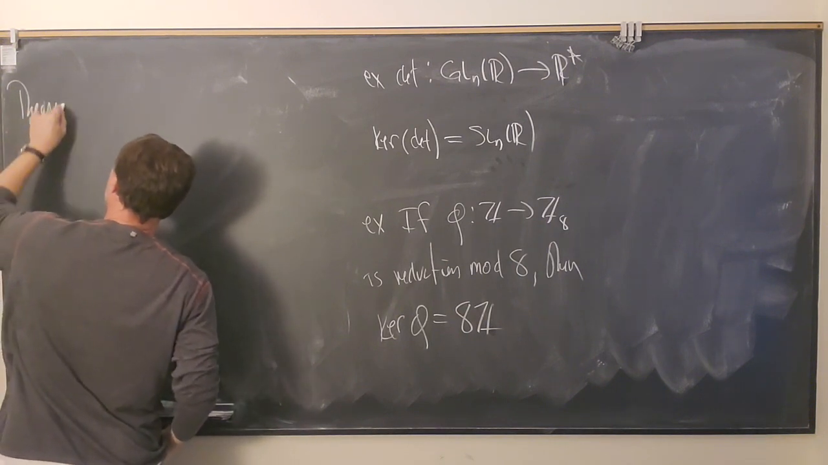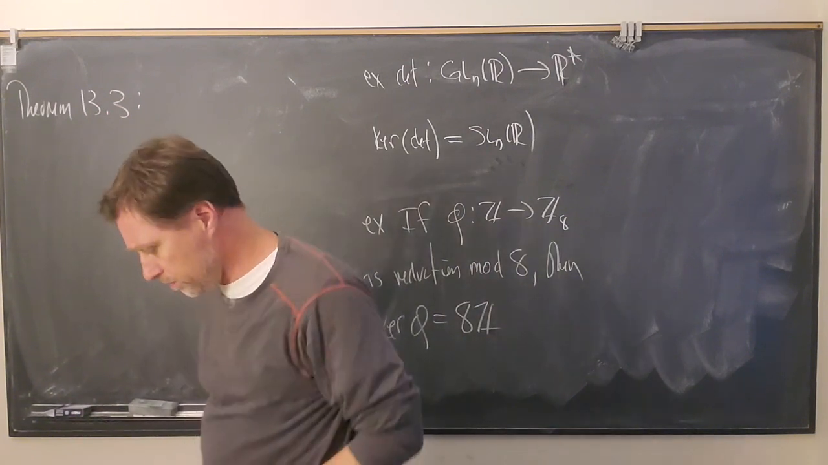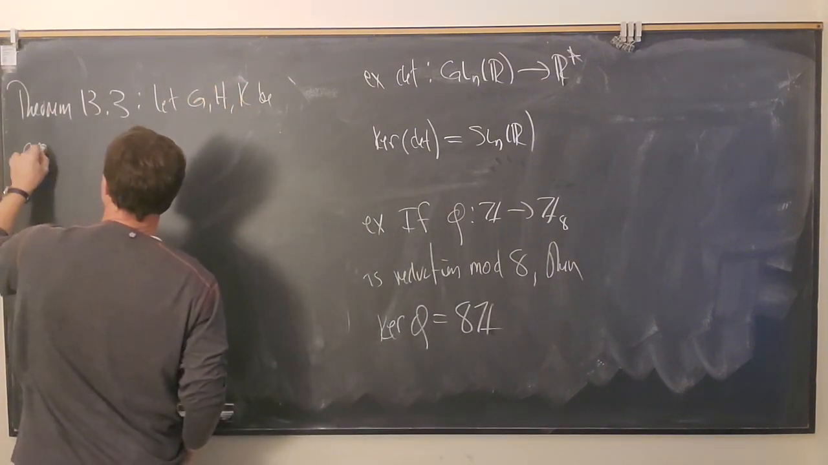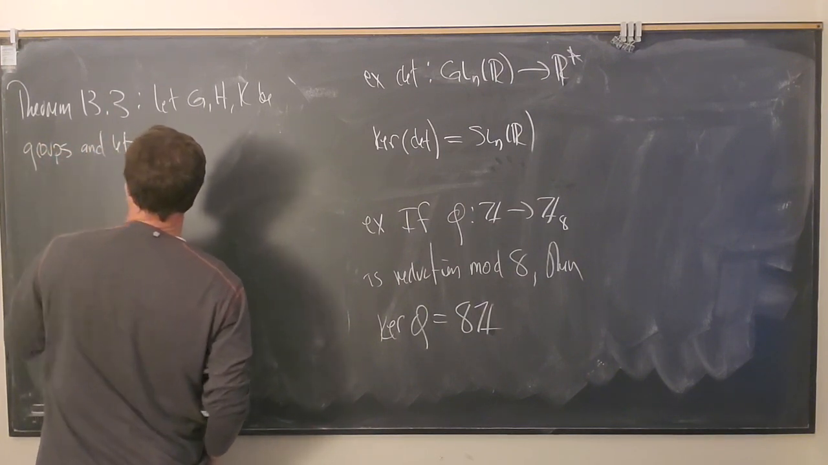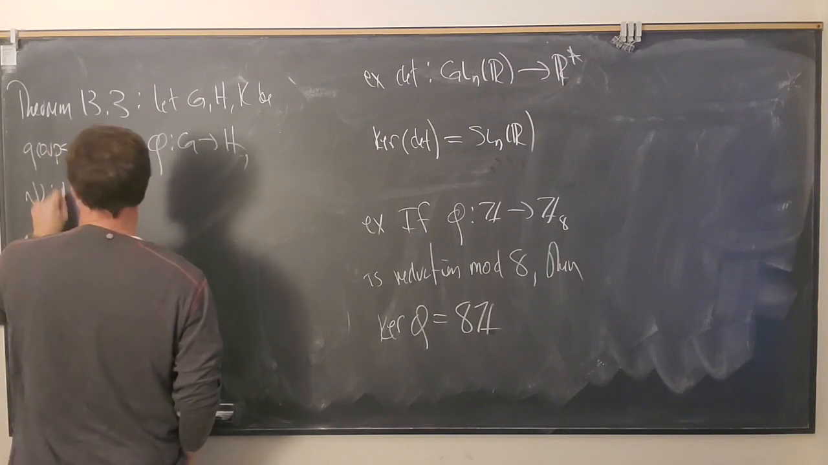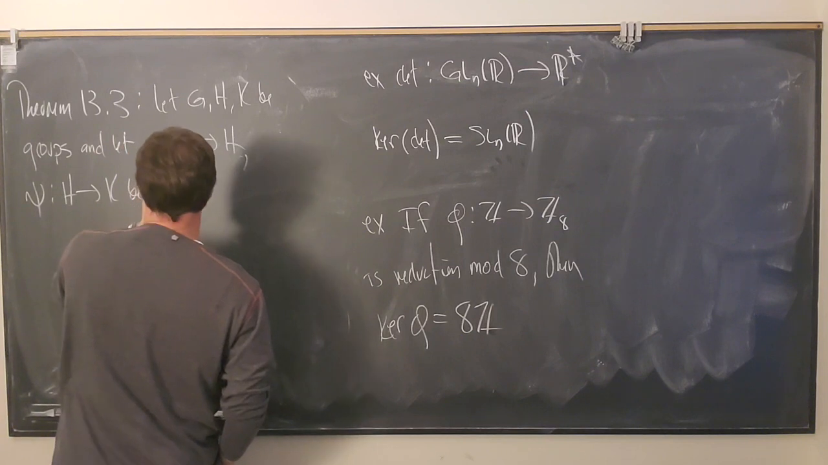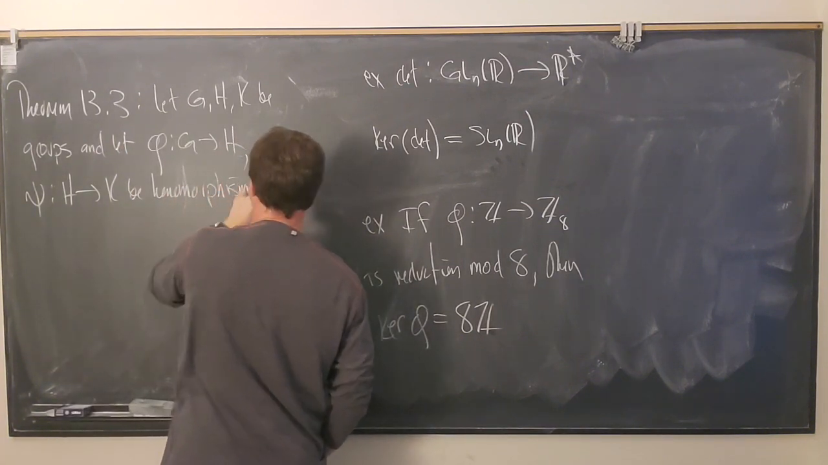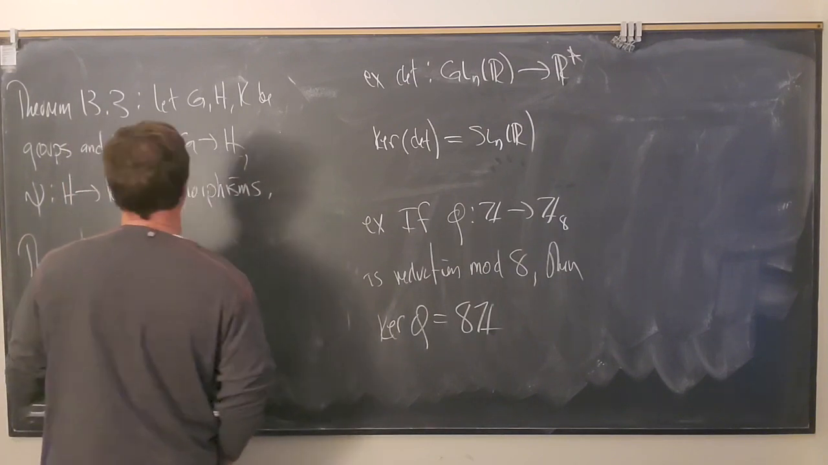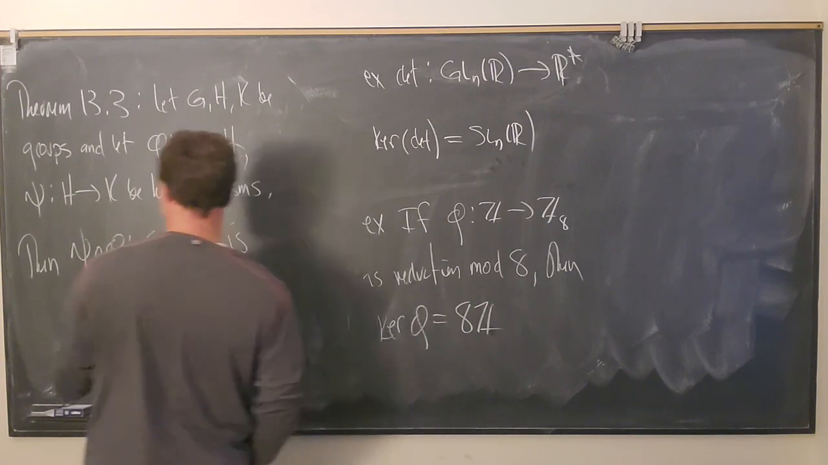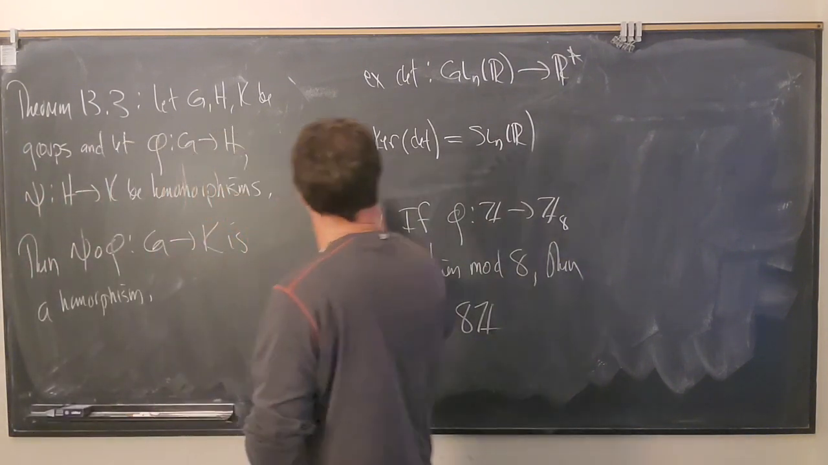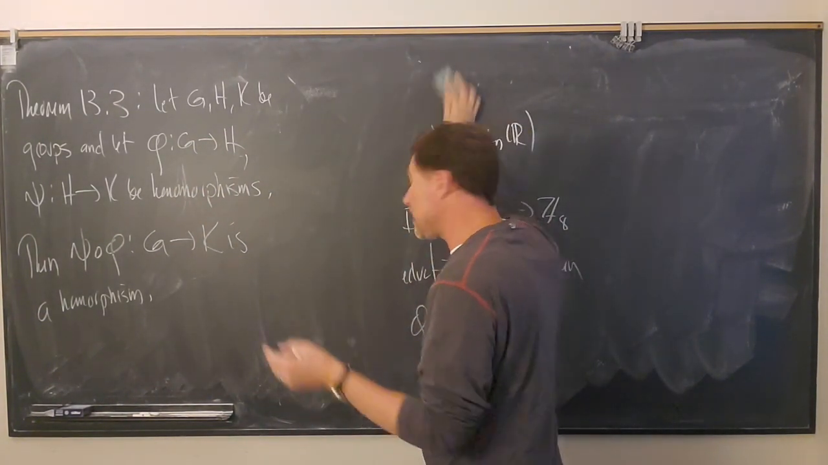Next fact that we'll need, so this is theorem 13.3. Let G, H, and K be groups, and let phi from G to H and psi from H to K be homomorphisms. Then psi of phi, which is going to be a map from G to K, is a homomorphism. So you could paraphrase this: composition of homomorphisms is a homomorphism.